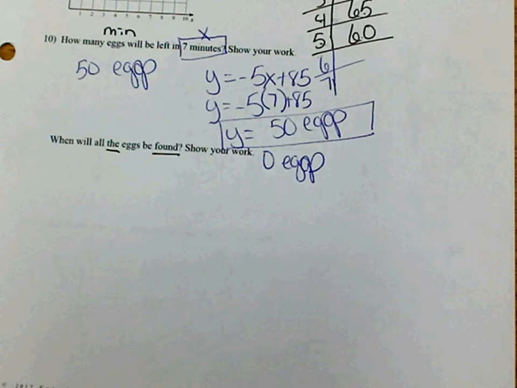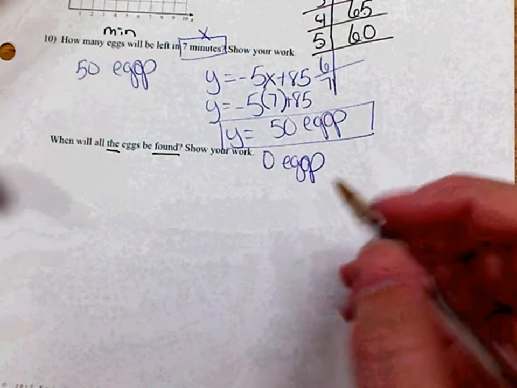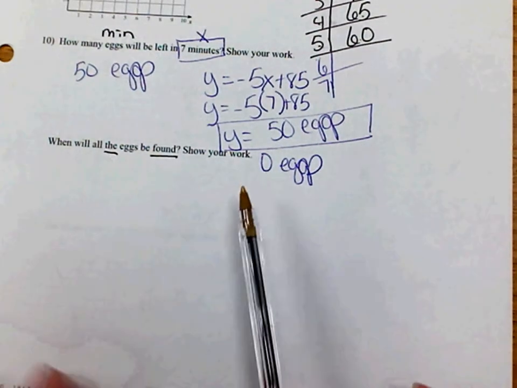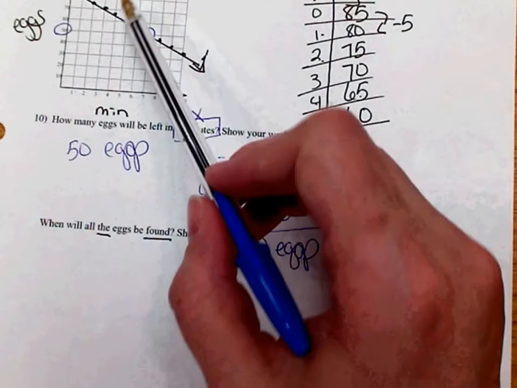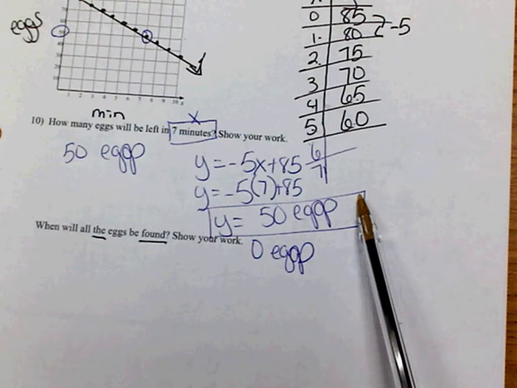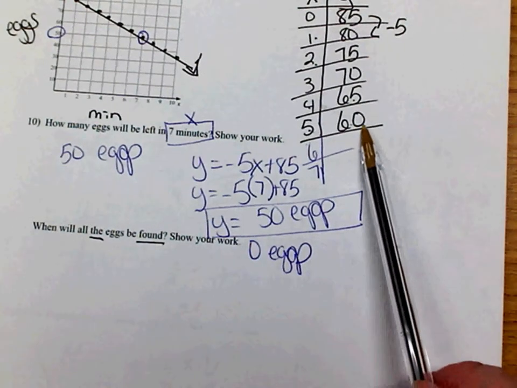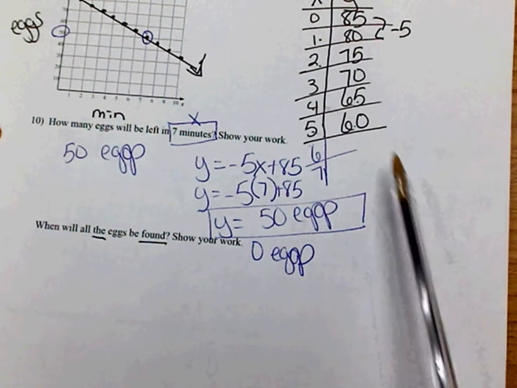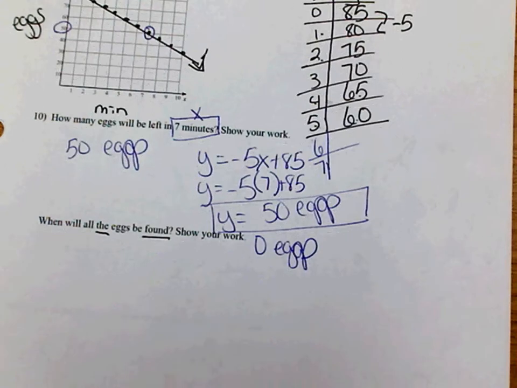So 0 eggs. So in this case, I can't use my graph because if I try to get down to 0 eggs, it's not big enough. And if I try to get this down to 0, it would take forever. I have to minus 5 over and over and over again until I got that all the way down. That sounds kind of annoying. So in this case, algebra is where it's helpful.